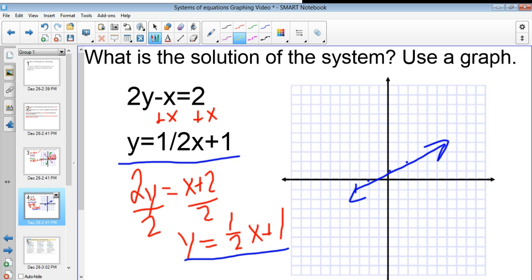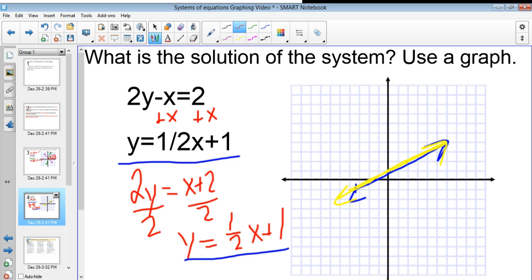I do the exact same thing with my other one. Start at 1, go up 1 to the right 2, down 1 to the right 2, and I'm going to get the equation of the exact same line. Now, because these two are the exact same line, that means they're going to intersect an infinite amount of times. Any point that exists on this line is going to be a solution.